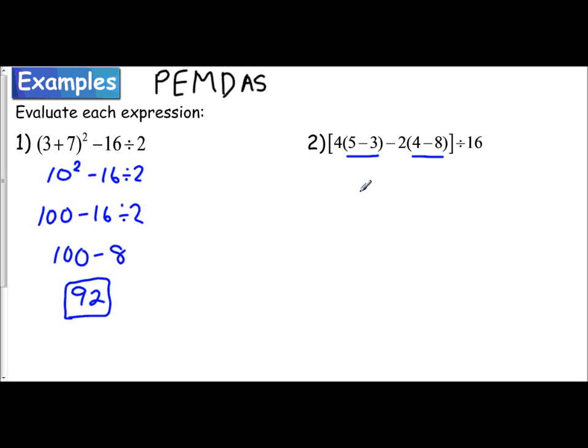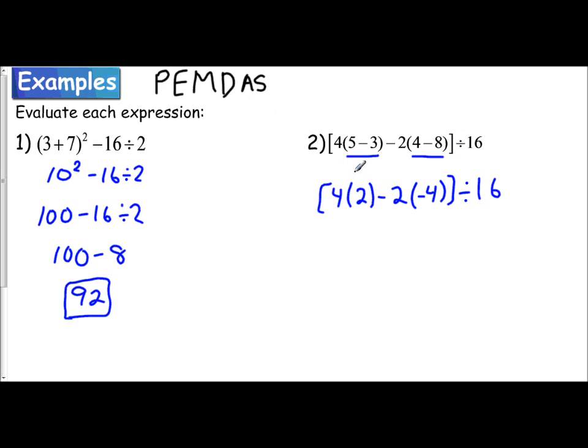5 minus 3 is 2. Let's drop down those parentheses, drop down that 4, and let's go ahead and carry down the bracket as well. Same thing here. 4 minus 8 is negative 4. We'll drop the parentheses, the bracket, and the minus 2. And don't forget, we still have this divided by 16 on the outside.